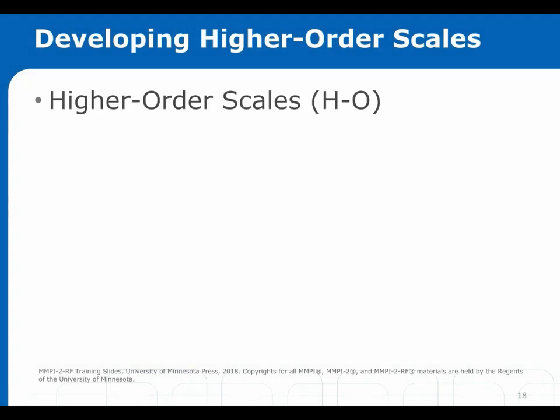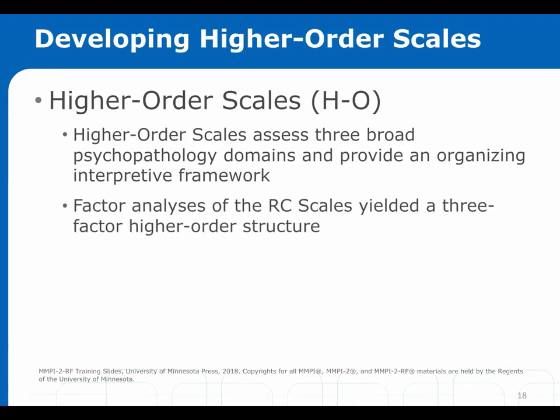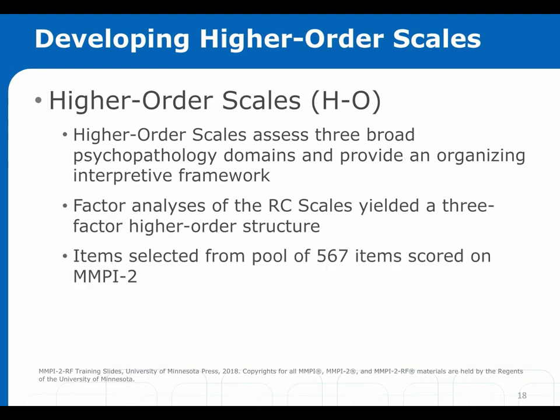Tellegen and Ben-Perath also aimed to develop higher-order scales that assess broad psychopathology domains, with the intention that these scales would provide an organizing interpretive framework for the restructured form. A series of factor analyses of the RC scales in various samples had led to the identification of a consistently interpretable 3-factor structure. After these 3 factors were identified, additional analyses were conducted to select items to measure these domains from the pool of 567 items available in the MMPI-2 item pool.